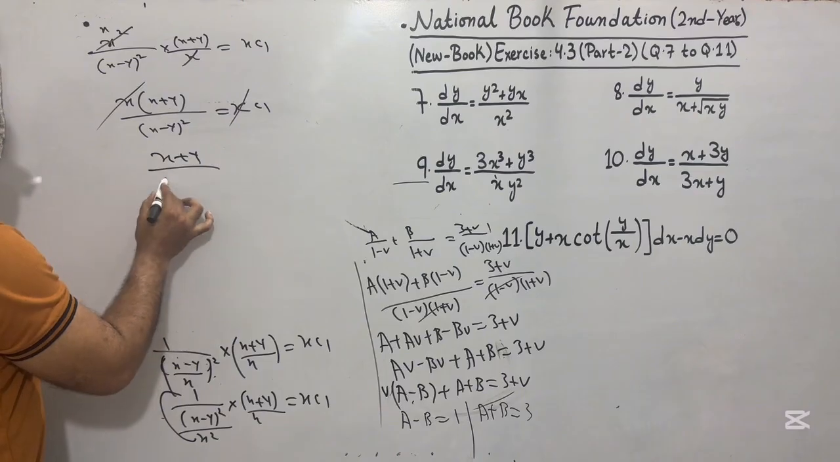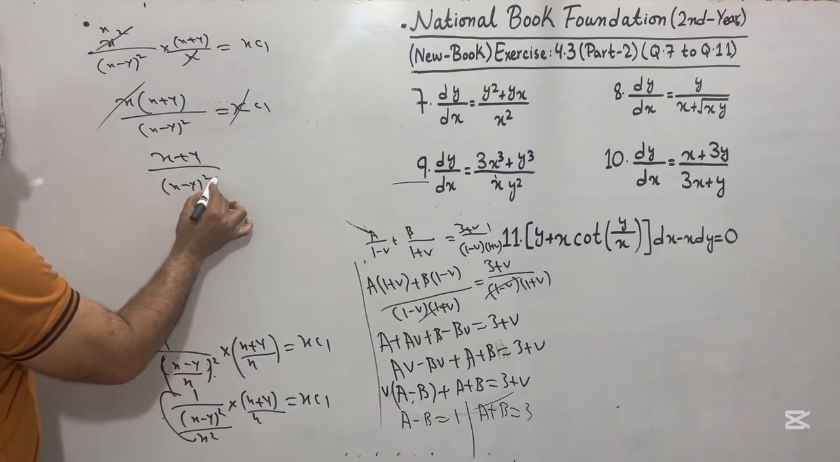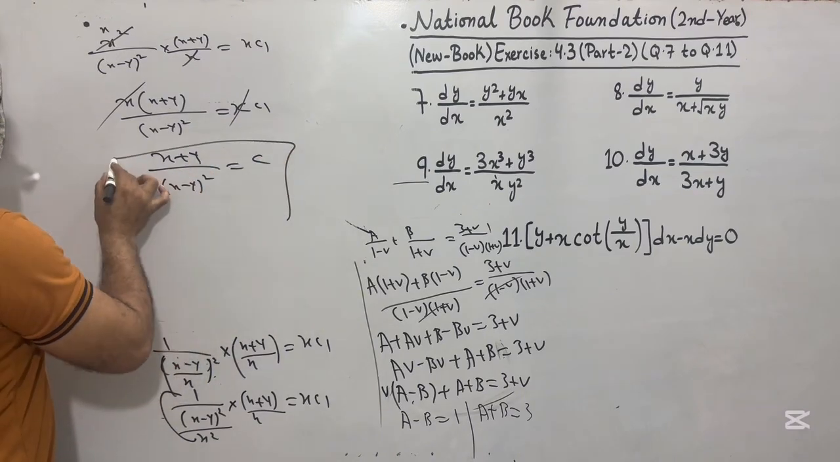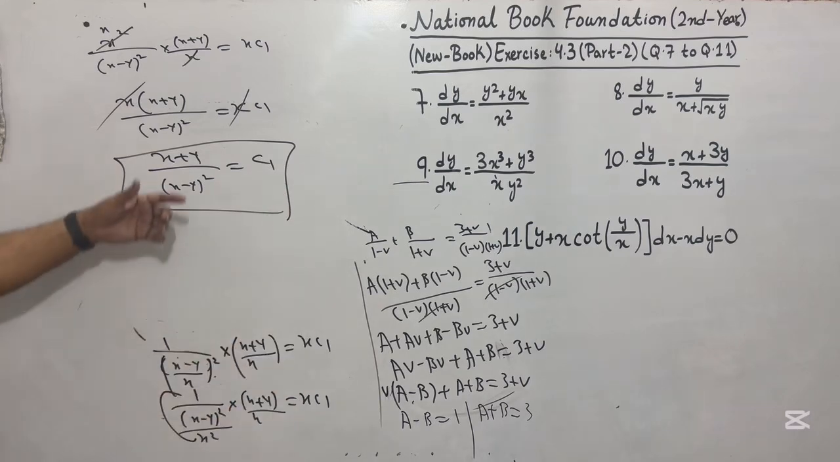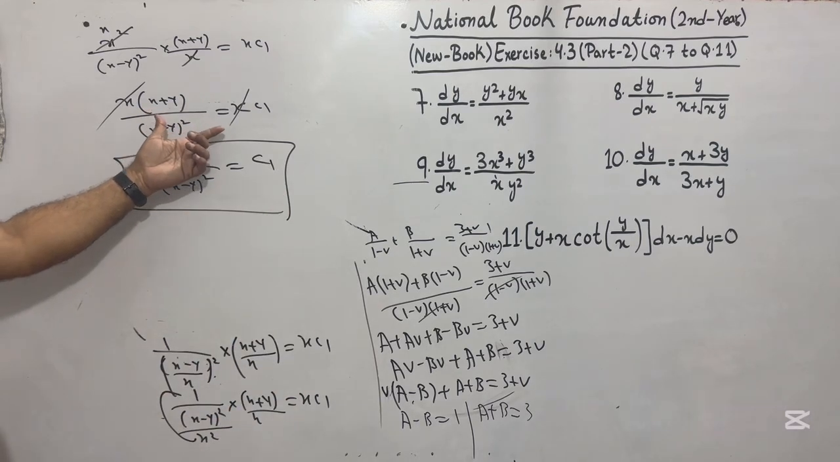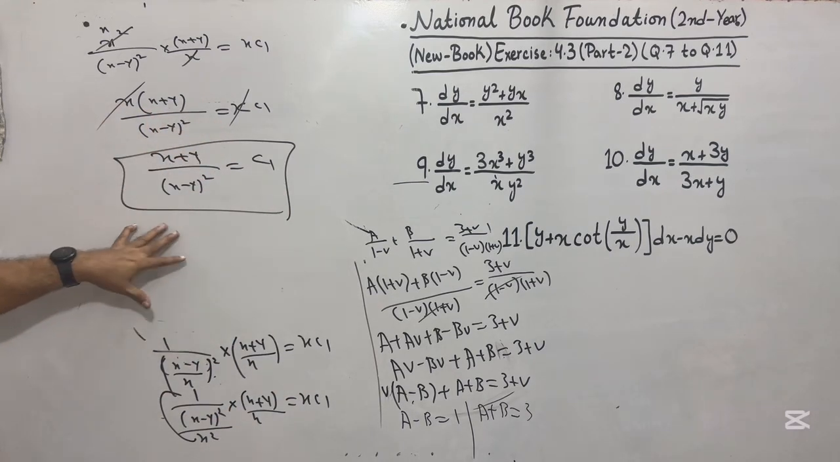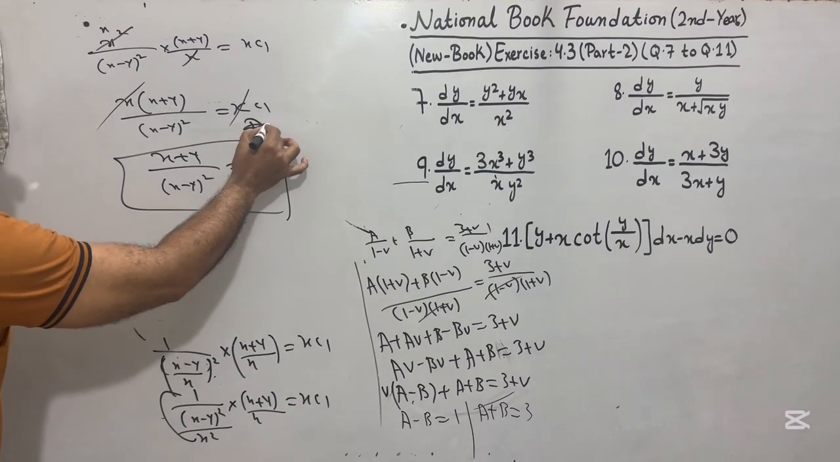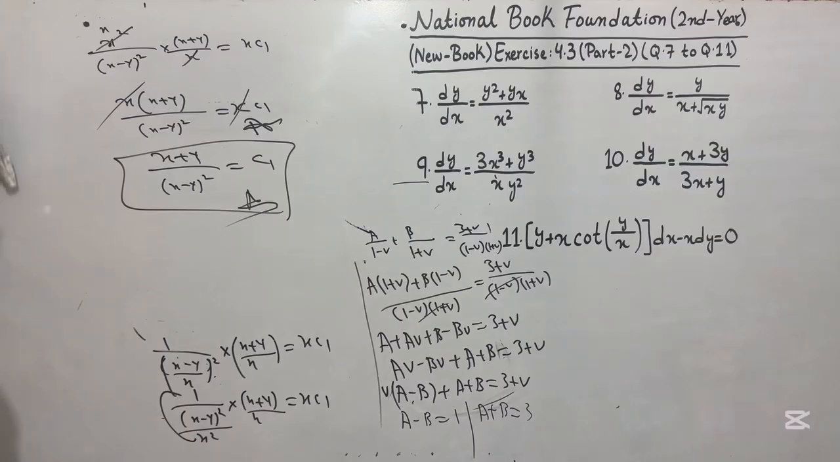(x plus y divided by x minus y) whole square is equal to only a constant. That's my answer. Your book has left the answer here, but it has the capacity for x to be cancelled out. That I have done. That I am doing. Okay, cool. Your book has answered this, I have answered this. Whatever suits you, just follow.